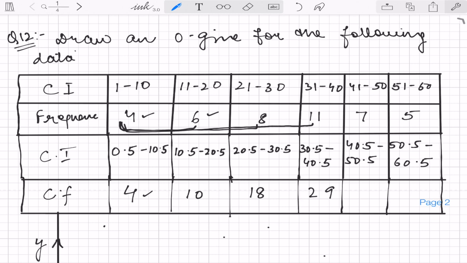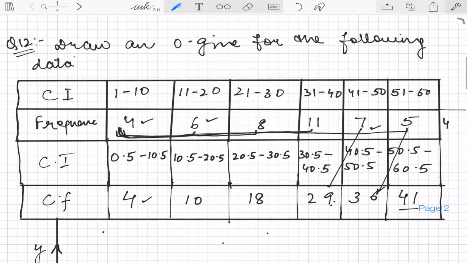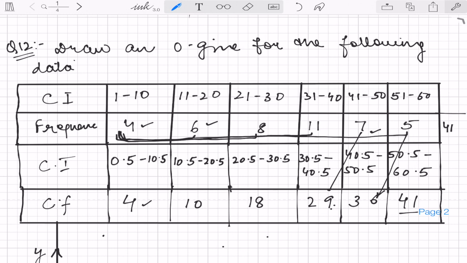In other words, you can say the next cumulative frequency, we will get it by adding the next frequency to your previous cumulative frequency. So 29 plus 7 is 36. Similarly, 36 plus 5 is 41. And remember, if we add all the frequencies, it is 41. So the sum of all the frequencies should be equal to our last cumulative frequency. If it is not the same, that means we have done something wrong.